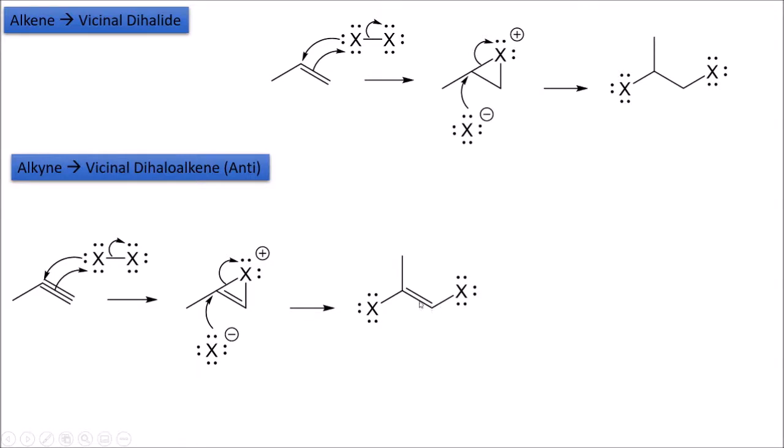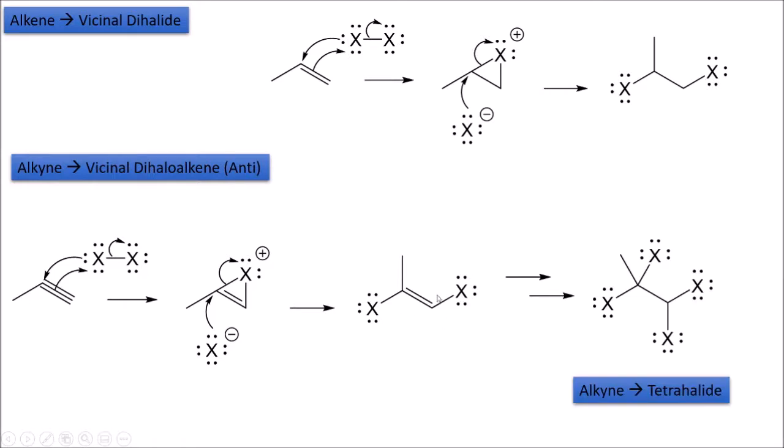You'll notice, though, that the alkene that we produce at the end of this reaction is similar to the alkene that we started with in the top reaction. And so if you continue to let this reaction cook in the laboratory with an excess of molecular halogen, it will go through these two steps and you'll end up producing a tetrahalide.